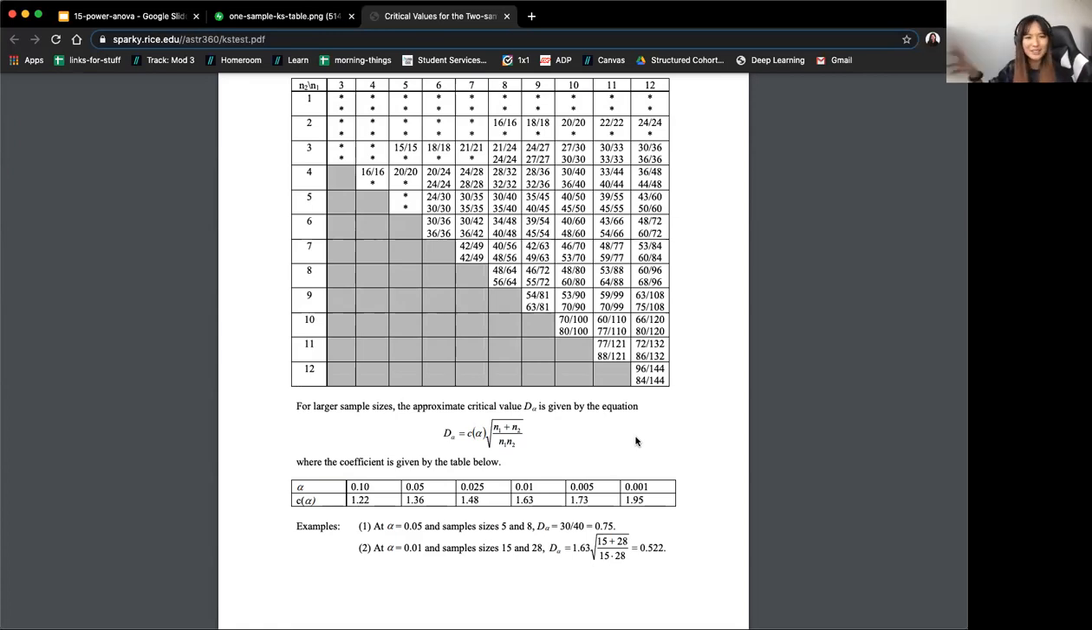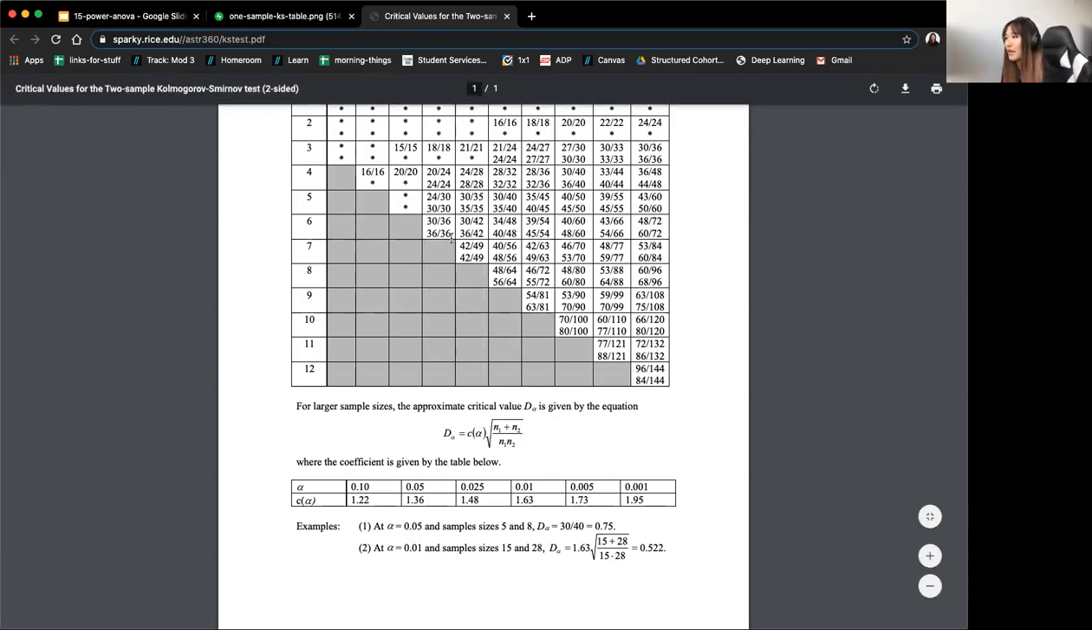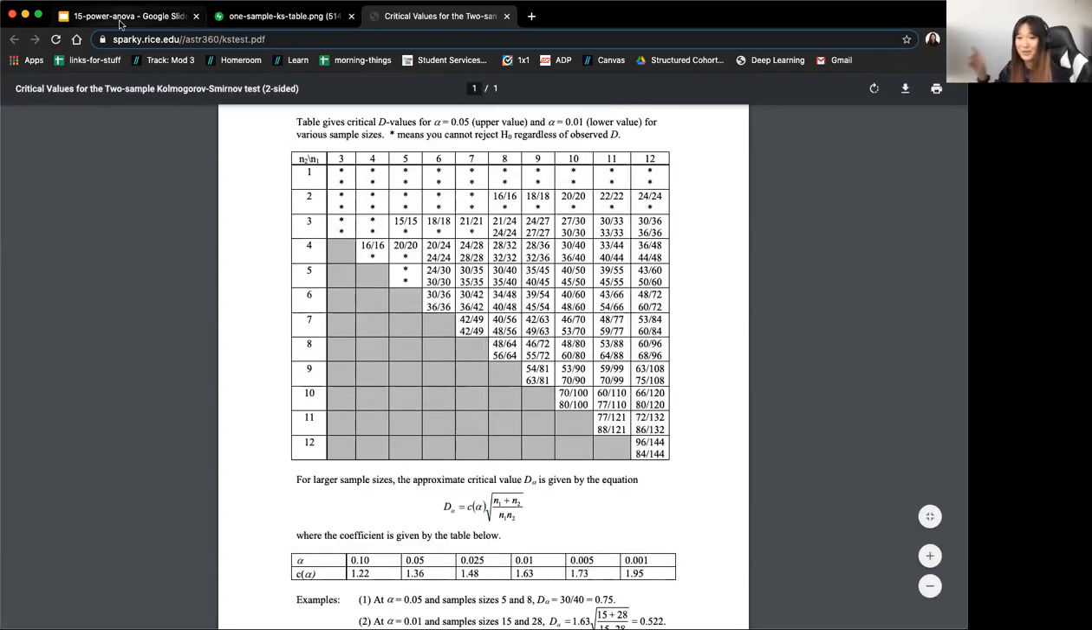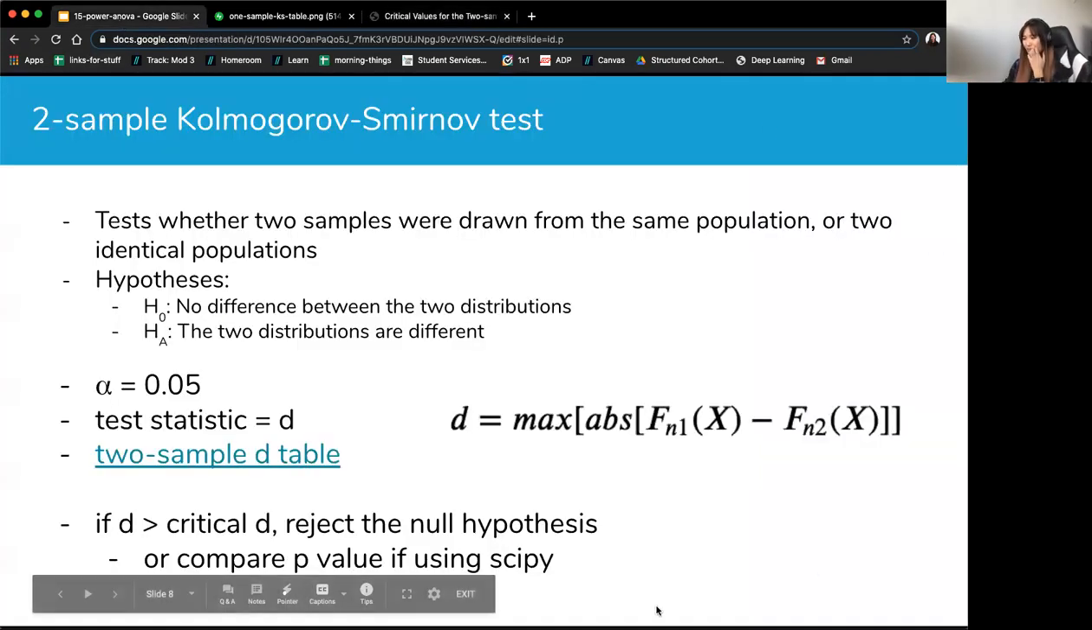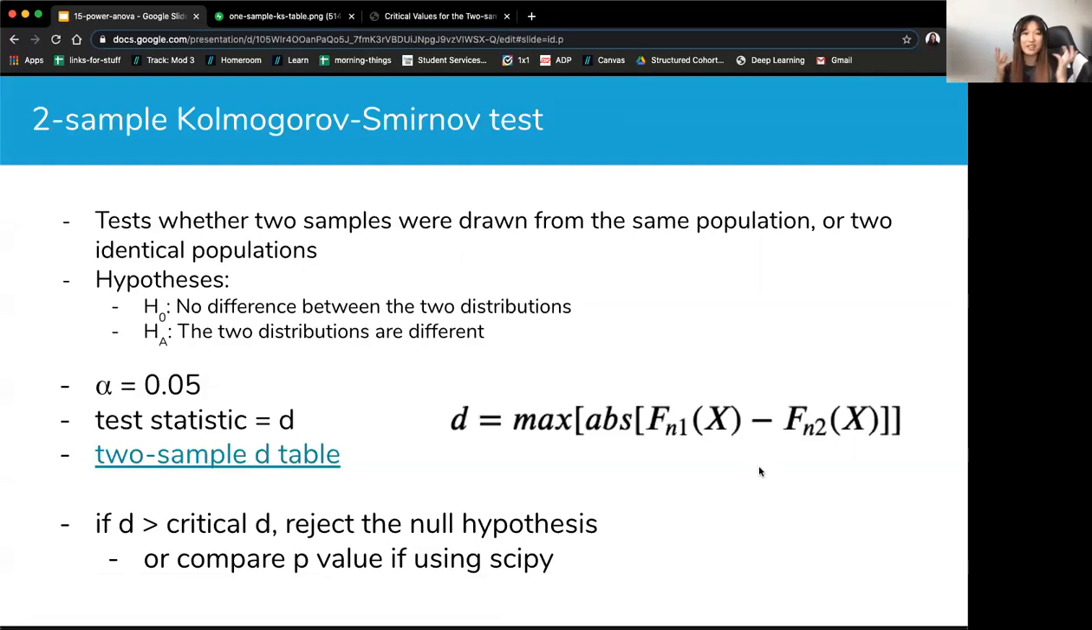This one is less used, in my opinion. I do think that there are opportunities to use it in your EDA process, but not super necessary for this project, just so y'all know. But yeah, there's also a built-in function for this, so not to worry. Same thing, reject the null hypothesis if your calculated D is greater than your critical D. And if you reject the null hypothesis, you're just saying that your two samples are from different distributions.